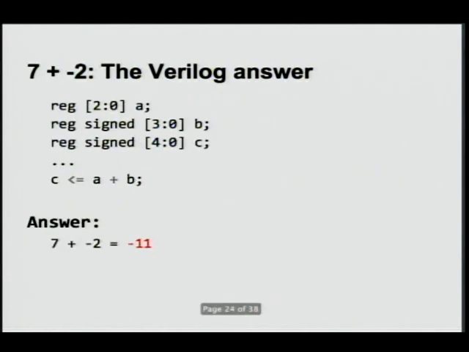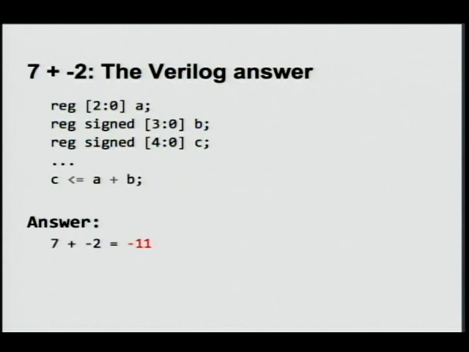So let's see what Verilog, the most used HDL in the world, tells you the answer is. If you describe this in Verilog, you use signed and unsigned. It goes more or less like this, with the correct bit widths. Here is the equation. Answer: 7 plus -2 is -11. If you don't believe me, grab a Verilog simulator, try it out, and you will see it's -11. And Verilog designers will tell you that it's the right answer, because that's how Verilog works.